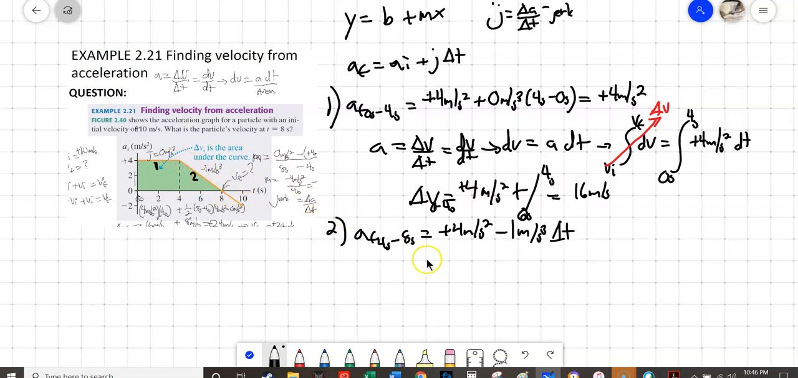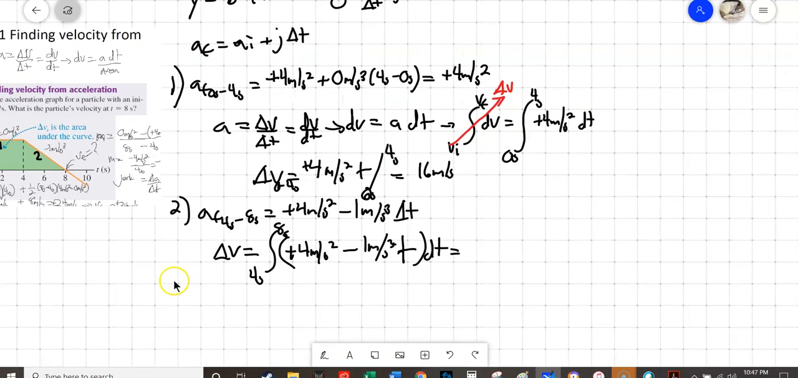And so our delta v is going to be equal to the integral from 4 seconds to 8 seconds of our equation, which is 4 meters per second squared minus 1 meter per second cubed times t, dt. And so when we work that out, I need to give myself a little bit of room here.